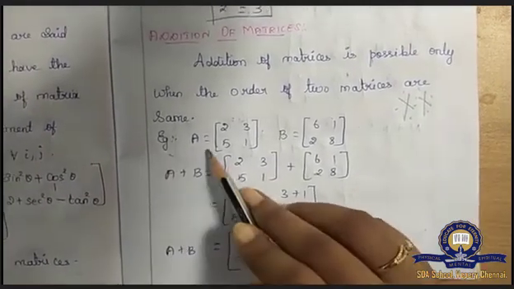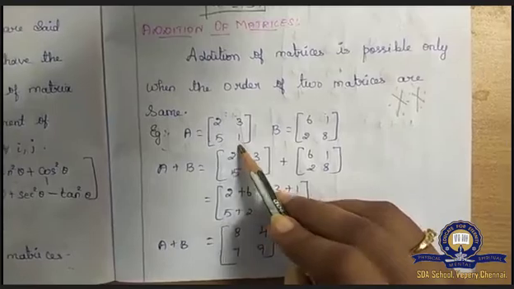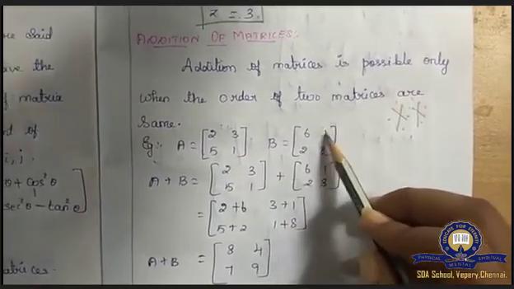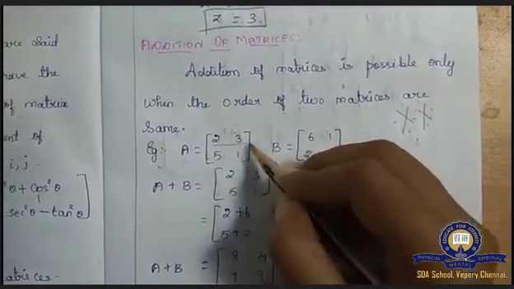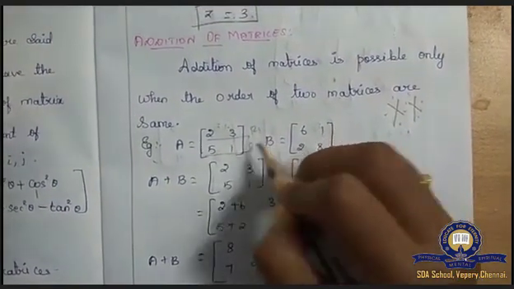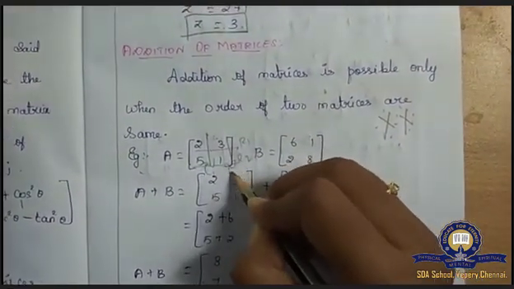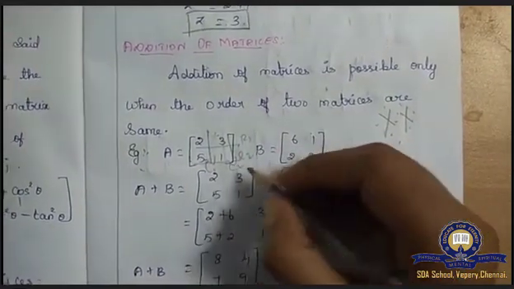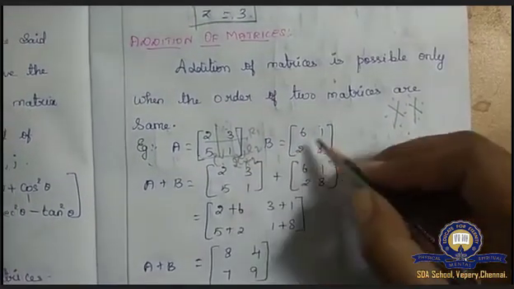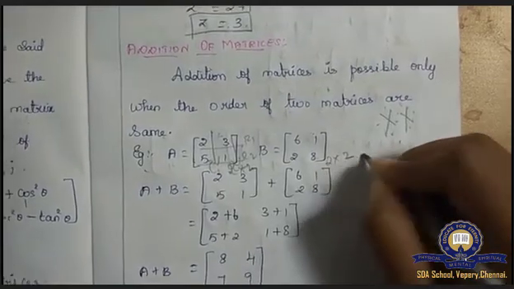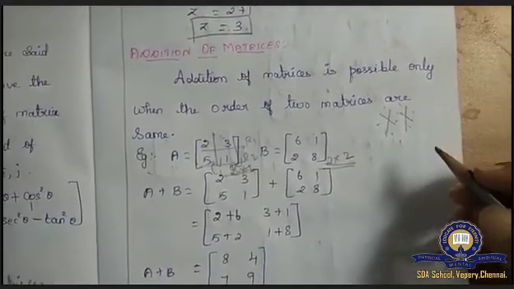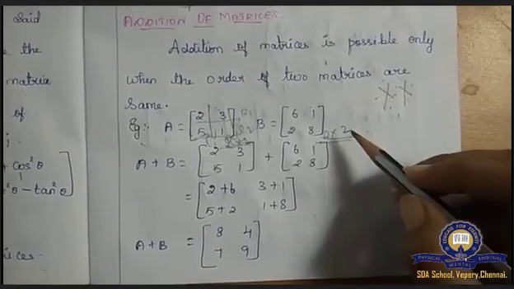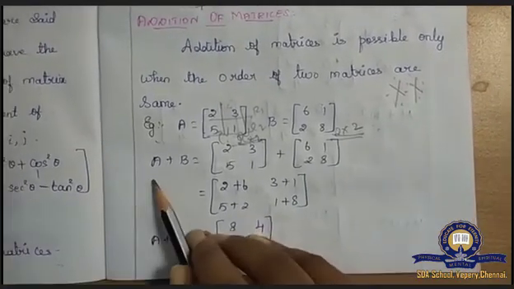Here, for example, A is equal to [2, 3; 5, 1] and B is equal to [6, 1; 2, 8]. Now write the order. What is the order of this matrix? Here we have R1, R2, C1, C2, right? So what is the order of this? 2 by 2. Here also 2 by 2. So the order of these two matrices is the same, right? So the addition of matrices is possible. Here I am going to add A and B.